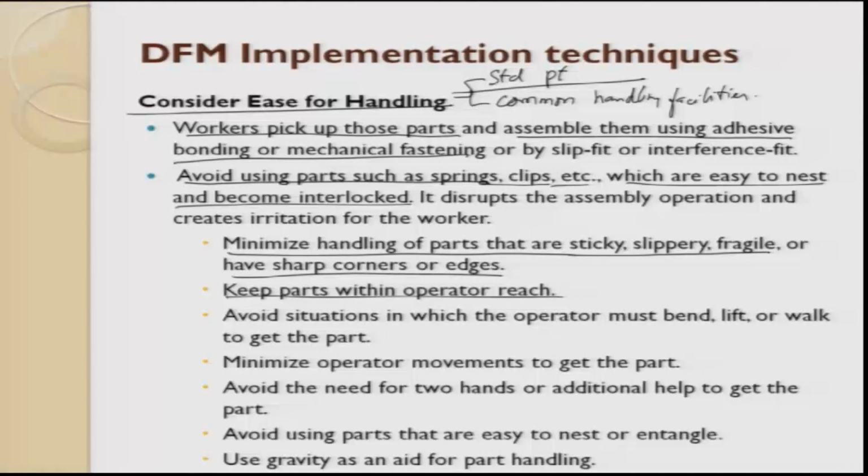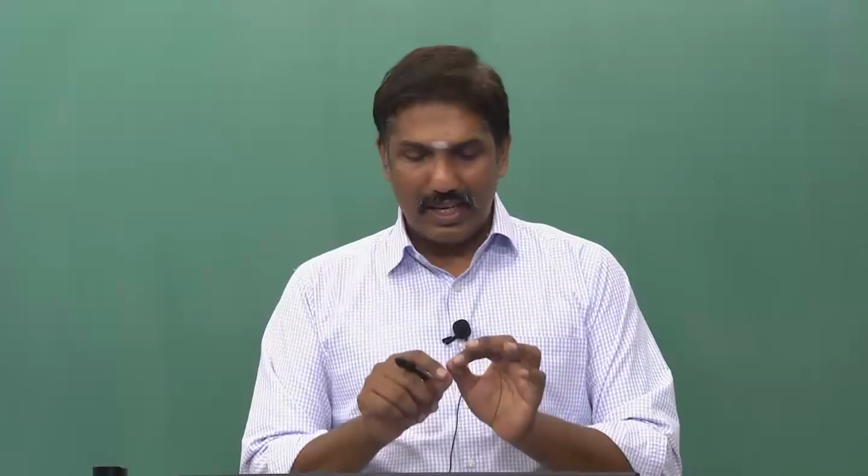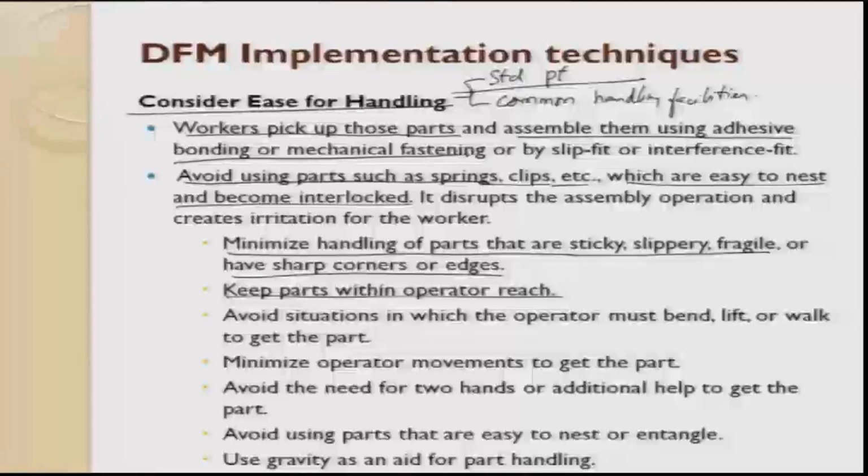So, every time it is made sure that his left hand and right hand move simultaneously, bring the part, and then he assembles it. So, the sequence of placing is also very important, which is also part of DFM. Avoid situations in which the operator must bend to fit. All these things, if done manually, make it very easy to automate.